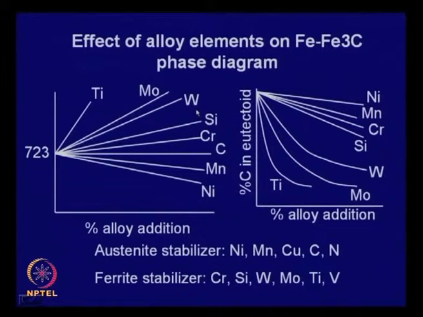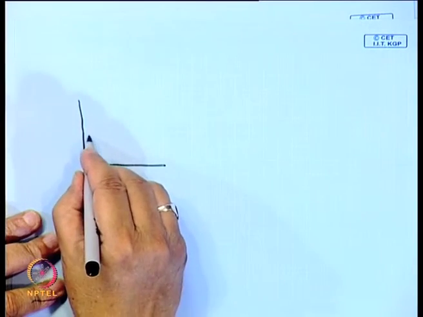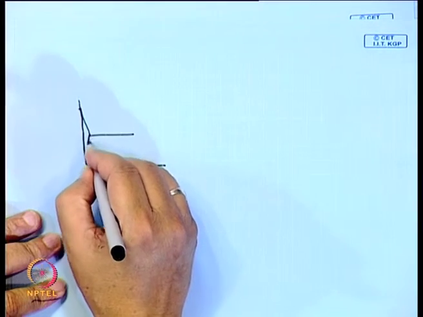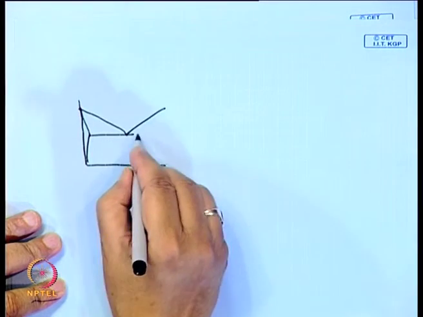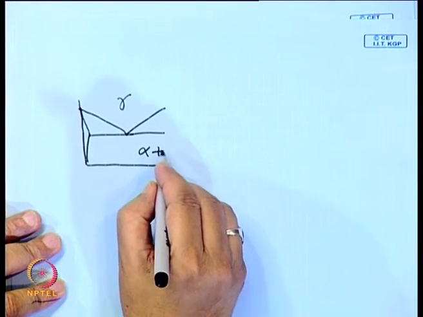Now, let us see how alloy element addition affects the heat treatment procedure. Two things we can think of that an alloy addition will do. One, it will alter the phase diagram, and second, it can alter the transformation diagram. Phase diagram means, if you recollect, this is the steel, say normal carbon steel. This is gamma, this is alpha plus cementite.